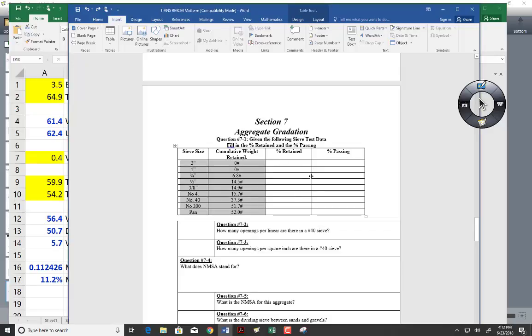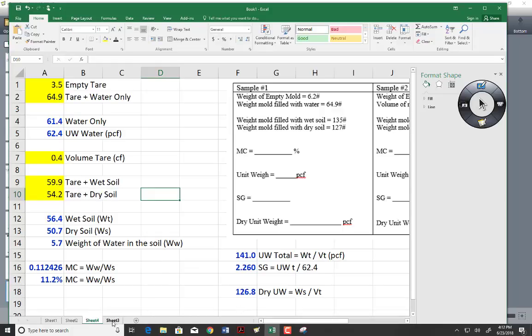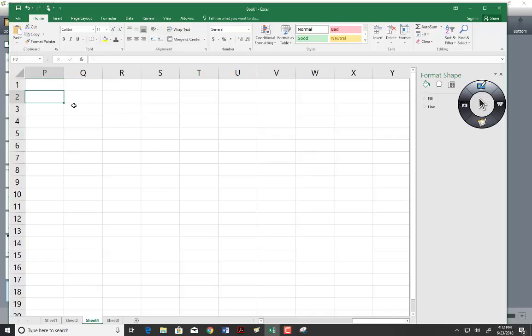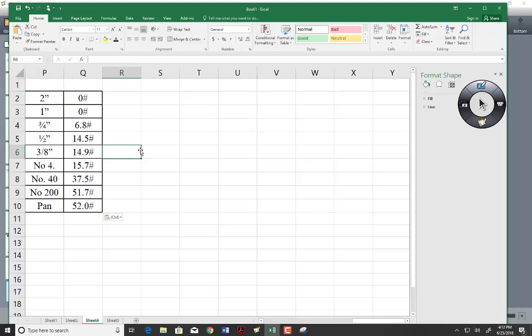So, aggregate gradations. For those of you playing around at home, right here are the sieves, and here is my cumulative weight retained, total cumulative weight. If you notice right here, there's a plus. Excel can't handle the plus, because if you try to take plus this, plus 5, it tells you, hey, you don't have any value, because it doesn't recognize the letters.